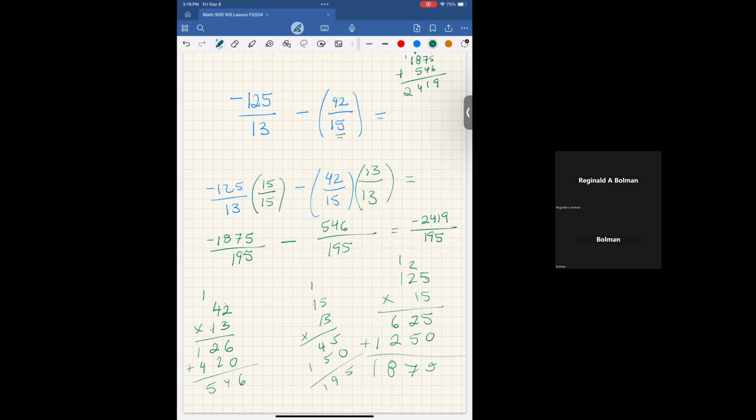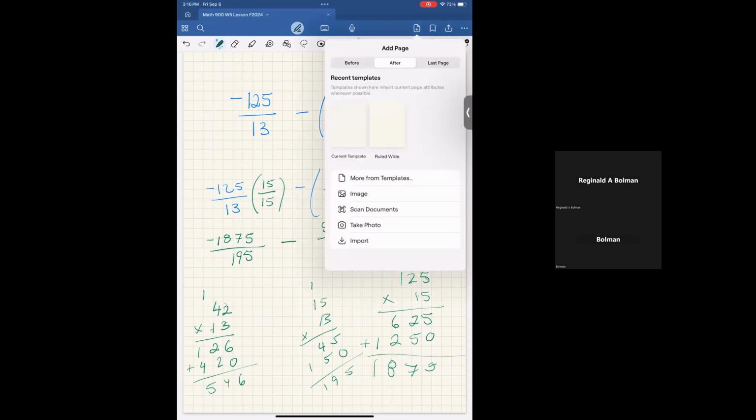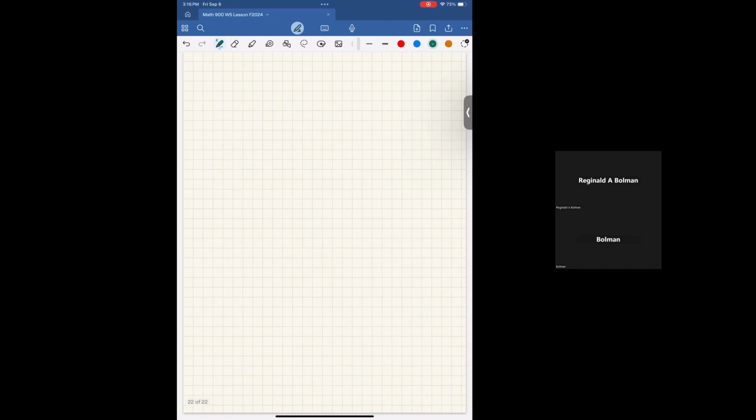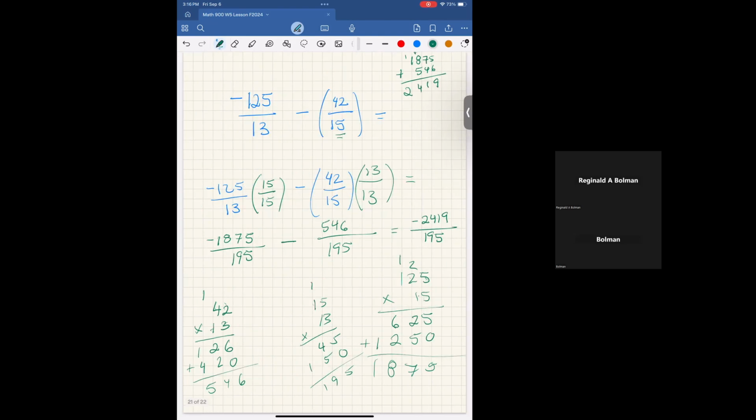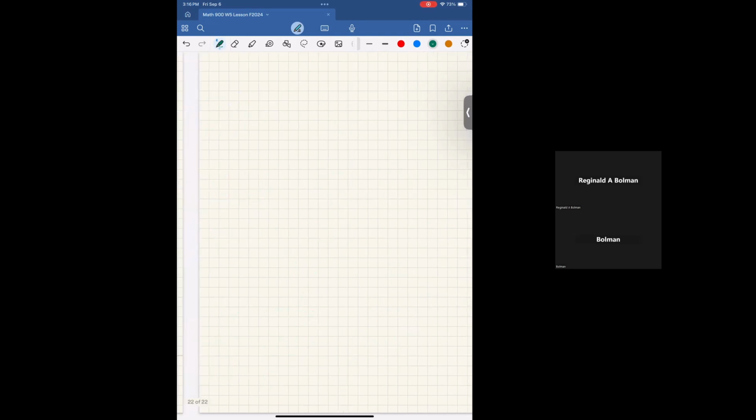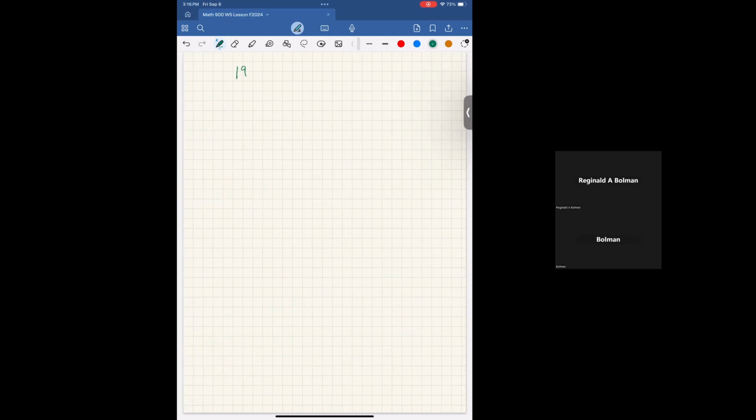Now, at this point, we have to determine whether 195 has any terms that would divide into negative 2419. And it could be possible that 2419 is, in fact, a prime number. However, before we decide whether it's a prime number, what I would tell students to do is just go ahead and find the prime factorization of 195. It's not too difficult. We know that 5 will divide 195 since it ends in a 5. So I'm going to go to the side of my page.